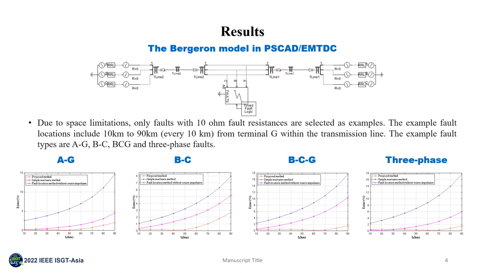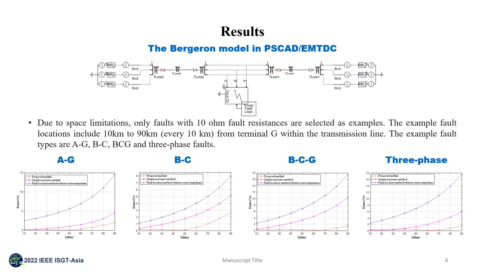The impedances for the entire line are Z1 equal to 2.083 plus j28.1 and Z0 equal to 11.48 plus j71.9. All the values are evaluated at the fundamental frequency of 50 Hz.